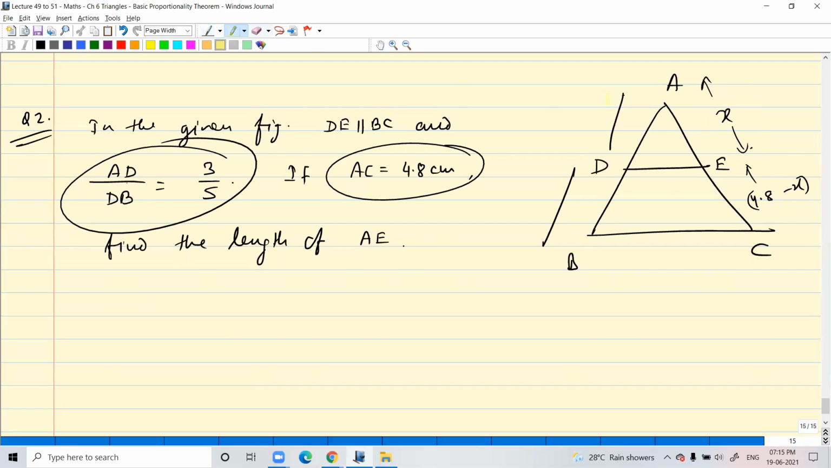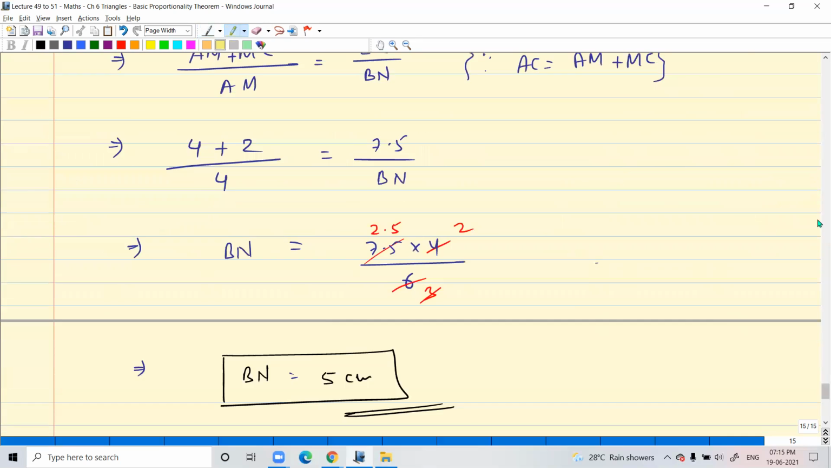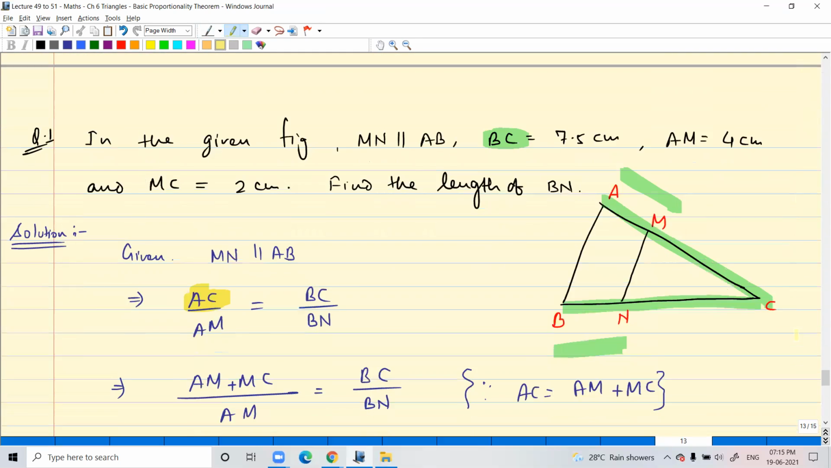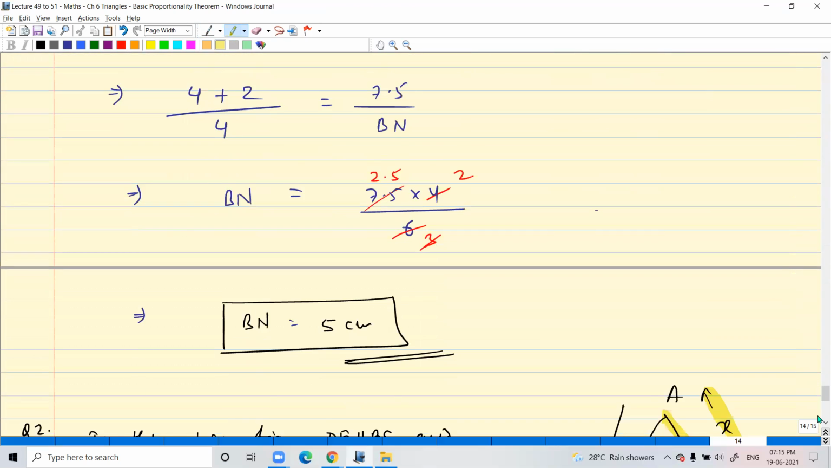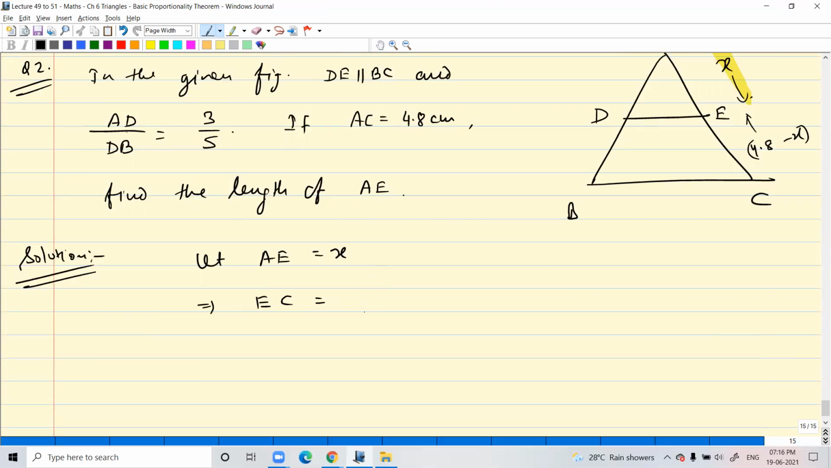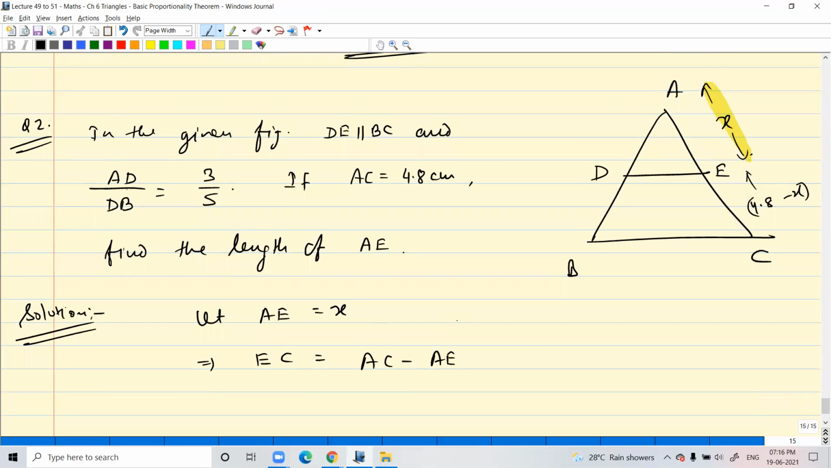Understand that the full length is 4.8, and out of that, if I subtract X, that is what is remaining here, no? So 4.8 minus X is EC. EC, we can write it as AC minus AE. So that is what I'm writing. AC is already given to you, 4.8, and AE we have assumed to be X. So let's write it as 4.8 minus X, okay?